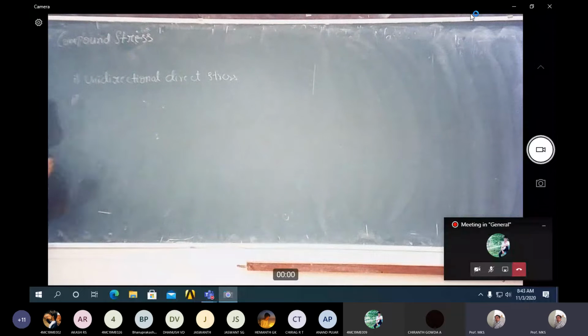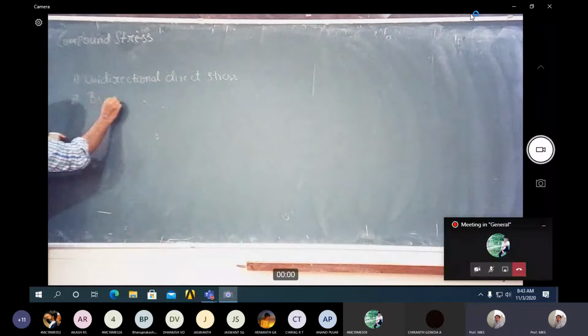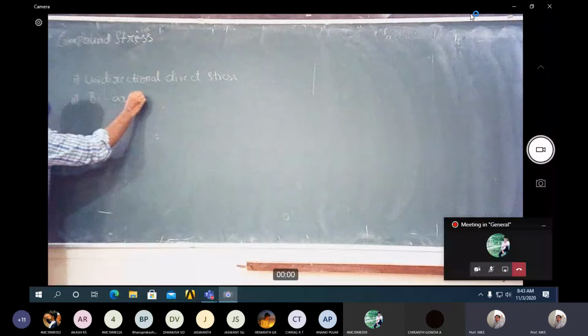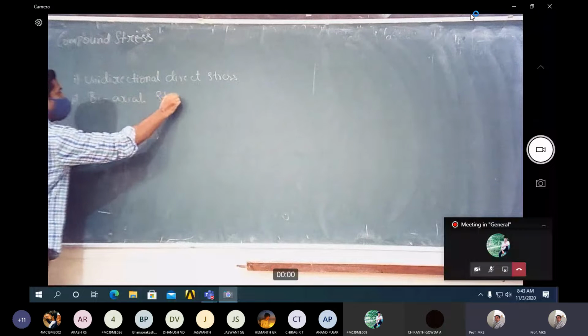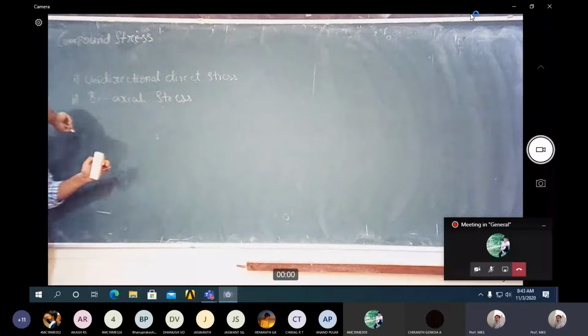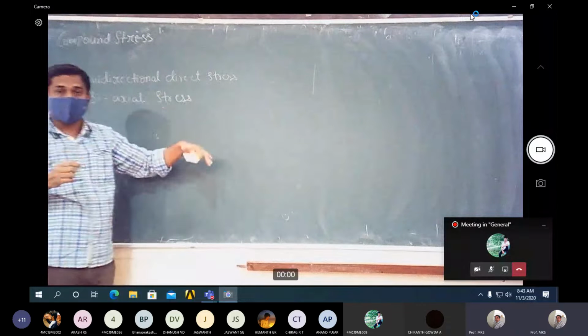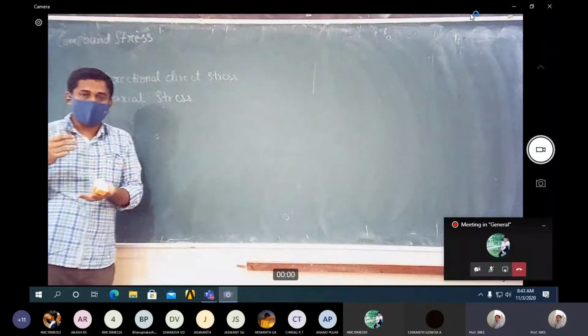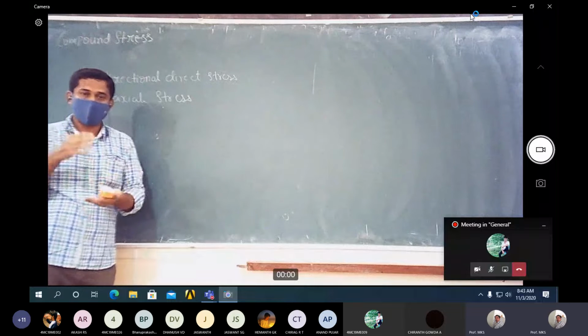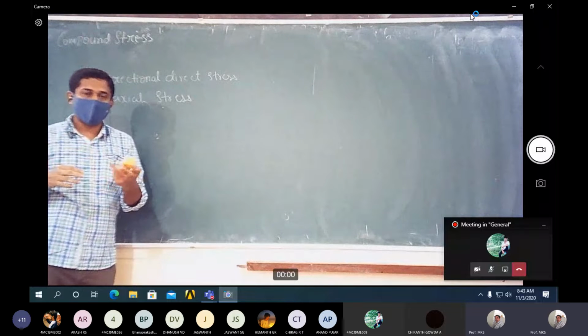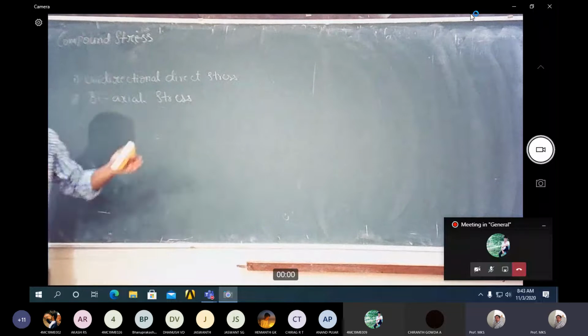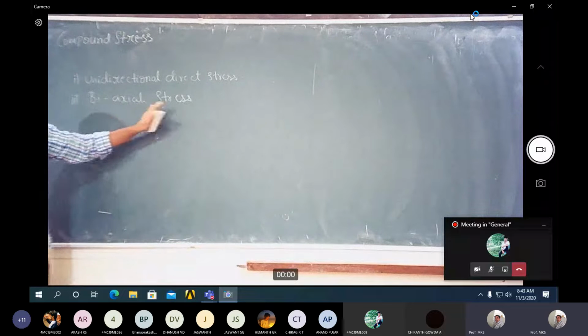The second type is bidirectional or biaxial direct stress. That is, if the stress is acting on the same component in multiple axes, in the x-axis and y-axis, or x-axis and z-axis, any two axes, we call it a biaxial stress system.